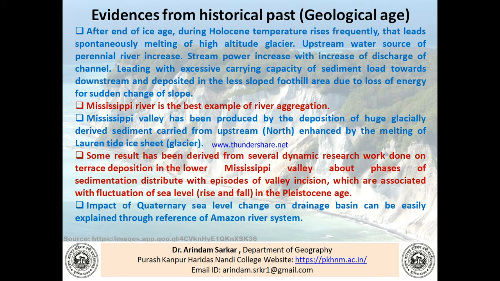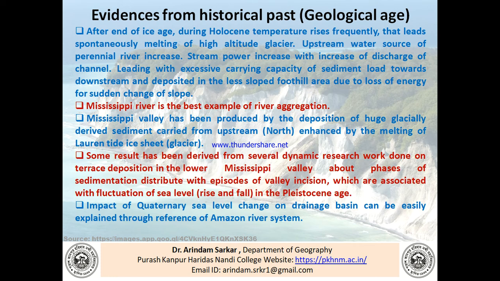After the end of the ice age, during the Holocene, temperature rises frequently. That leads to spontaneous melting of the high altitude glaciers, and the upstream water source of perennial rivers increases. Stream power increases with the increase of discharge of the channel, leading to excessive carrying capacity of sediment load towards the downstream, which is deposited in the low slope foothill area due to loss of energy from the sudden change of slope.